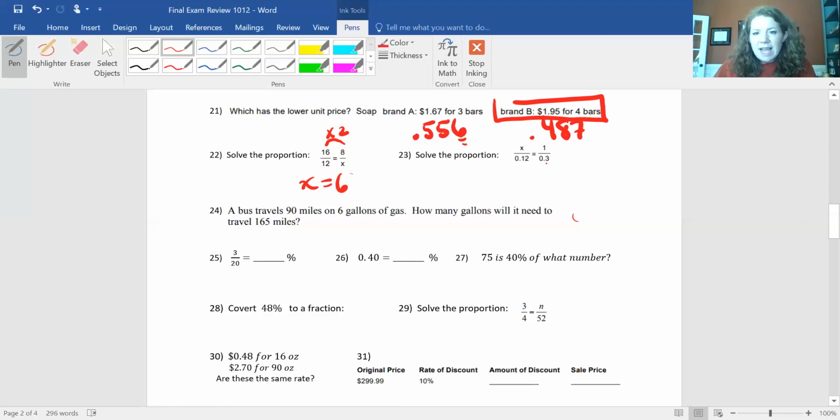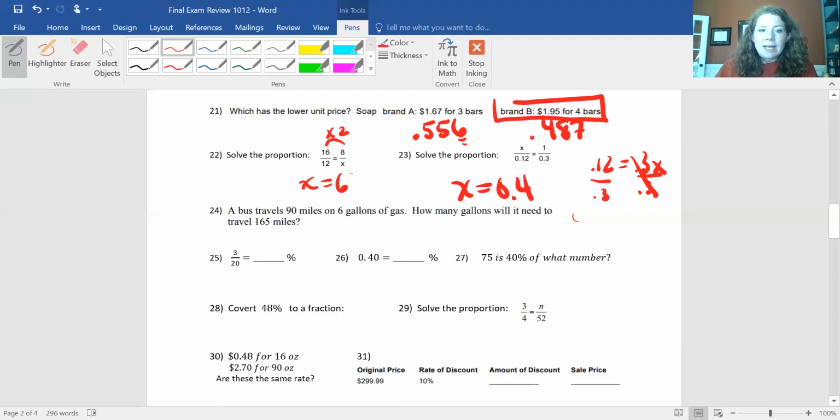Now 23 isn't as easy to do in my head, although I do know that 0.3 goes into 0.12, 0.4 times. But let's pretend we don't know that for a second. So let's cross multiply. 1 times 0.12 is 0.12. 0.3 times x is 0.3x. And then we're going to divide by what's on the side with the variable, which is 0.3. So 0.12 divided by 0.3 is 0.4. So x is equal to 0.4.